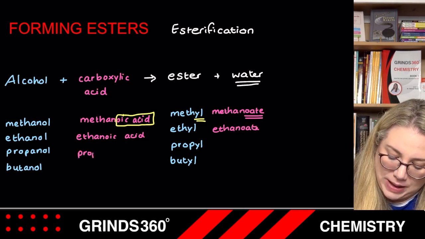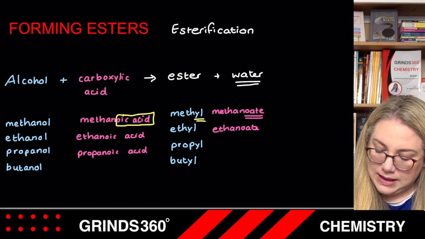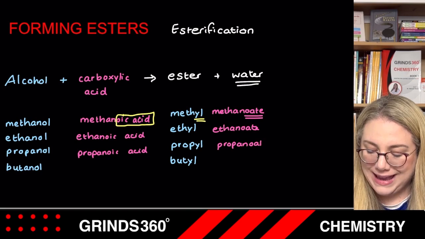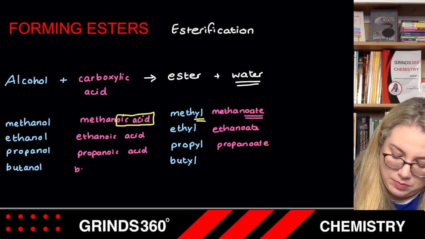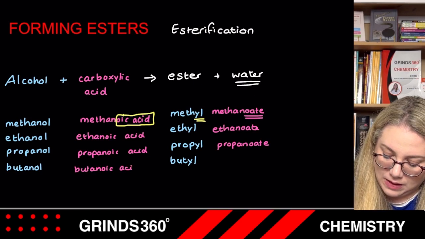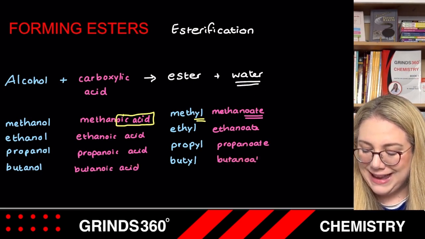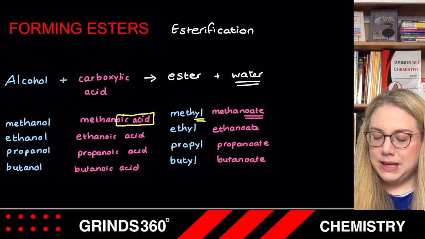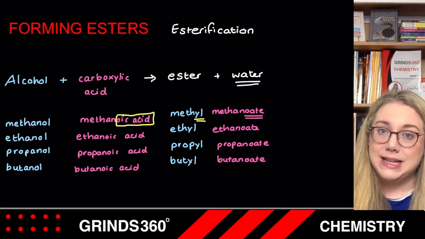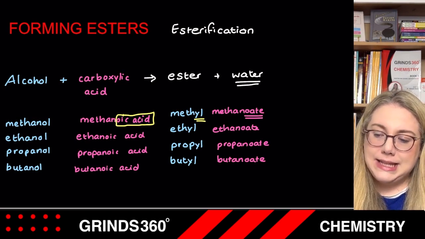If it is ethanoic acid, then the ester will end with ethanoate. If it was propanoic acid, then it will end with propanoate. Butanoic acid will end with butanoate. Now, I'm spending a little bit longer going through the naming here because it is important and it is tricky to name esters. Right, so that's the naming of it.